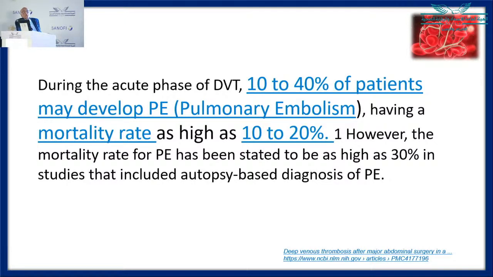During the acute phase of DVT, 10 to 40% of patients may develop pulmonary embolism, and this will have a mortality up to 20%. So in the acute phase, up to 40% of patients get pulmonary embolism, and 10 to 20% of these may die. So the mortality of pulmonary embolism reaches 20%, and it may reach 30% if we include the autopsy patients.